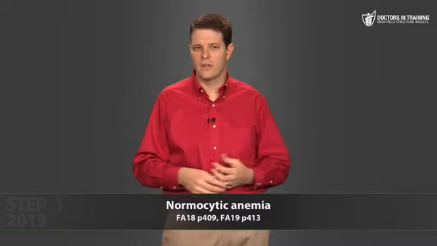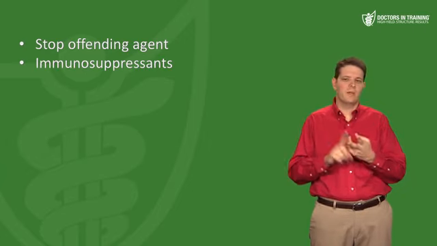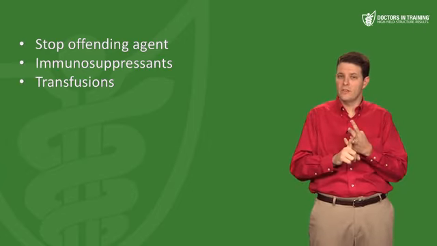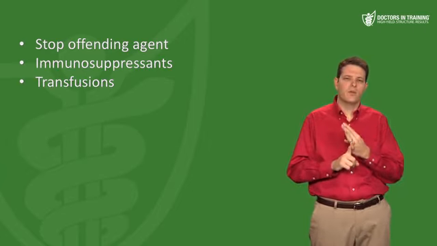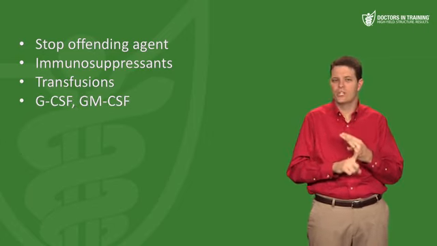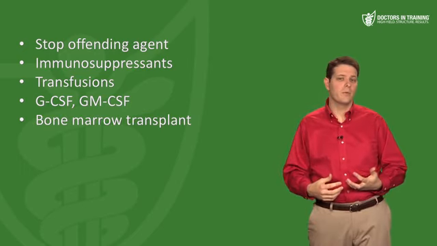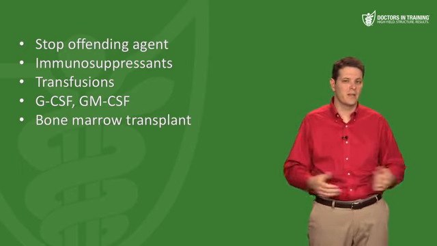Treatment's not too important for step one, but you need to stop the offending agent if there is one. Sometimes we use immunosuppressants, transfusions as needed, and you can give one of the granulocyte macrophage colony stimulating factors like GCSF or GM-CSF to help stimulate the bone marrow. And then a bone marrow transplant would be an option if the patient isn't responding to anything else.